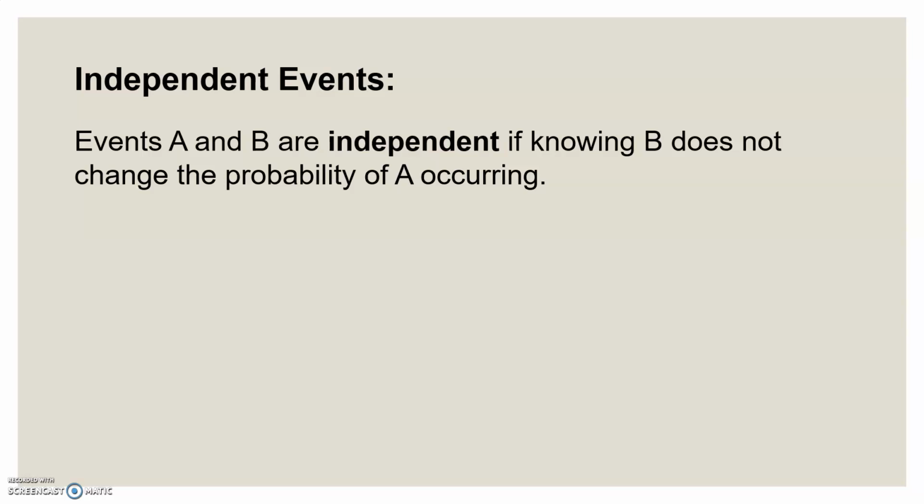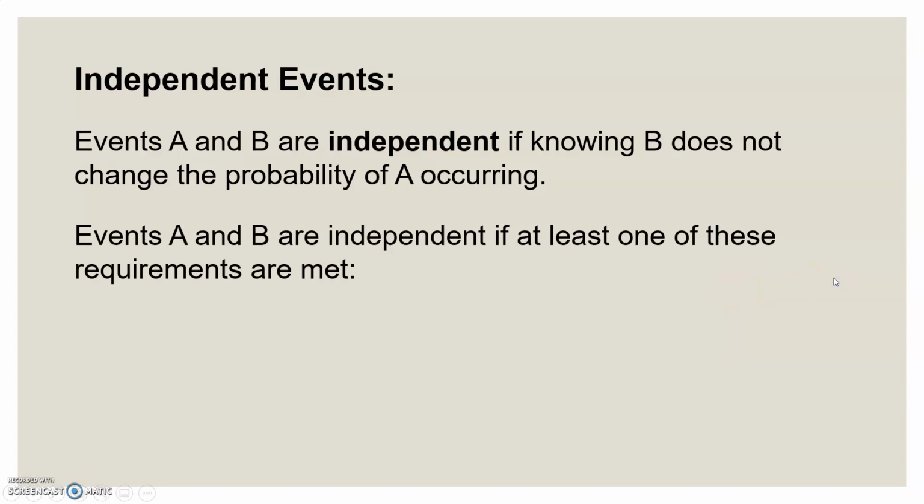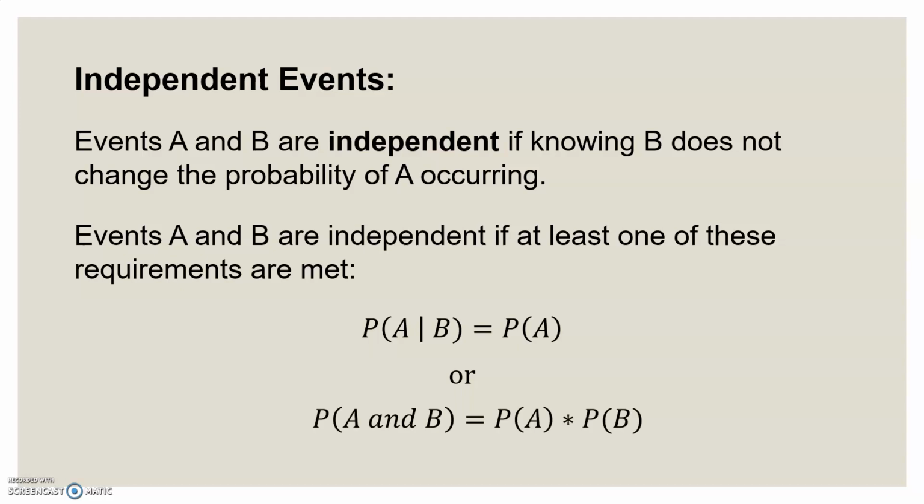So events A and B are independent of each other if knowing B does not change the probability of A occurring. And here, events A and B are independent if at least one of the requirements are met. So either P of A given B is equal to P of A, or P of A and B can actually equal P of A times P of B.